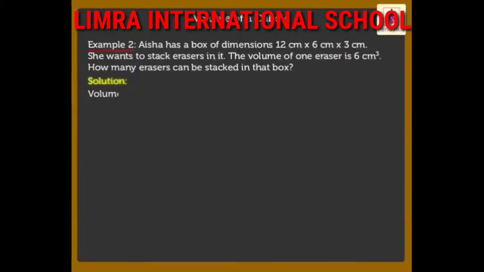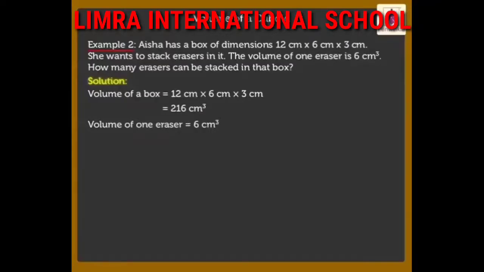Firstly, volume of the box is equal to 12 centimeters into 6 centimeters into 3 centimeters, which is equal to 216 cubic centimeters. It is given that the volume of one eraser is equal to 6 cubic centimeters.